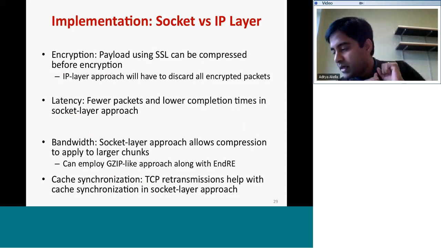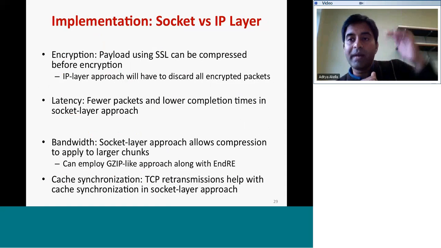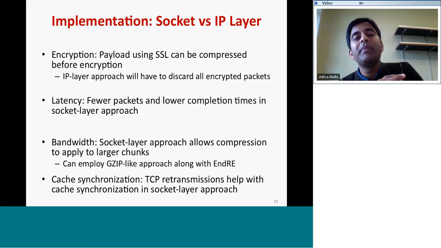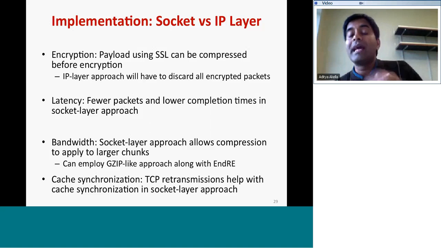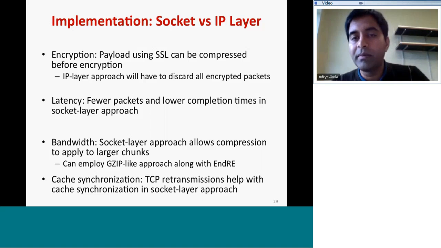Which would be above TCP but below the application. And we chose the socket layer mainly because it offers us a lot of benefits. It's a little harder to implement it there, but it offers a lot of architectural benefits. So the first is that it is better to deal with encryption. The payload for packets that use things like SSL can be compressed before encryption. So it deals with HTTP traffic much more easily, as opposed to an IP layer implementation, where you have to completely give up on encrypted traffic. That's the right choice with respect to encryption.